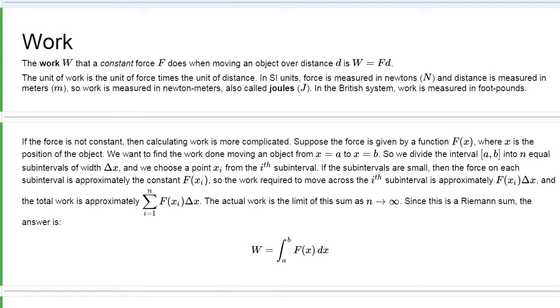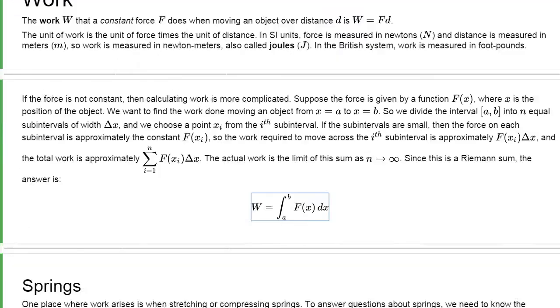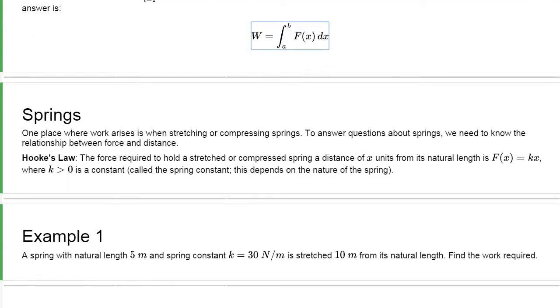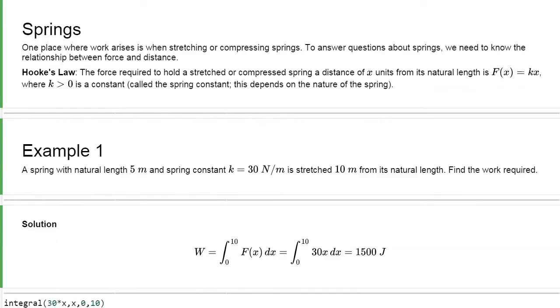We take the limit as the number of subintervals goes to infinity, and it's a Riemann sum, so we get an integral, and this is the final result. The work that this force does, moving an object from x equals a to x equals b, is the integral from a to b of the force function. The hard part of this problem is usually figuring out what that force function is, depending on the physical situation.